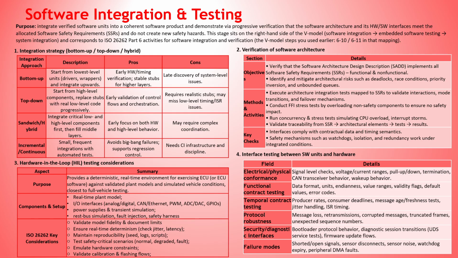Then you integrate them. Software integration and testing. Right. You've verified the bricks, now you build the walls and check the structure. The goals here are to verify that the units work together correctly, that the interfaces match up, and importantly, that the overall software architecture itself fulfills the safety requirements, especially things like freedom from interference. How do you test the architecture?